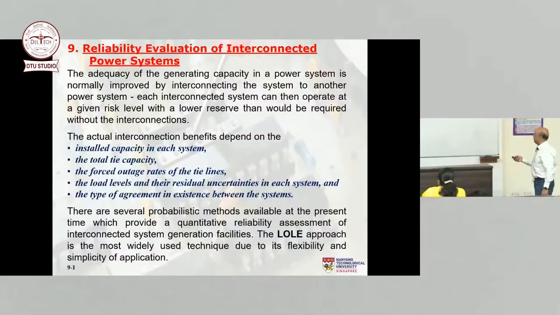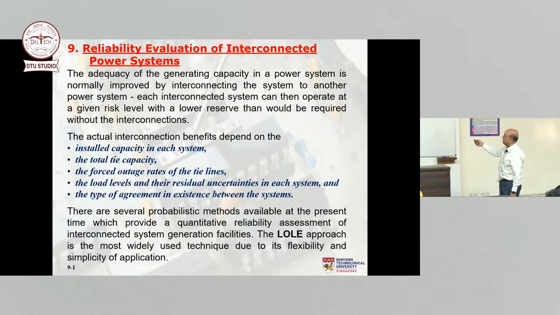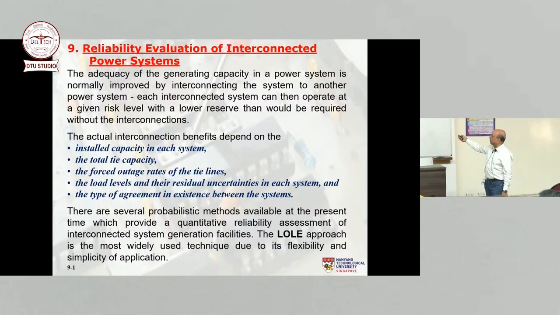So the adequacy of the generating capacity can be improved by interconnecting the system to another power system. Intuitively also we can see that each interconnected system can then operate at a given risk level and with a lower reserve. If I have my own system with my own reserve, and I connect my system to another one and take some benefit from there, then my reserve can be lower, because I'm taking some additional capacity. If there is no interconnection, then of course I have to maintain a certain reserve. It will never be lower than that.